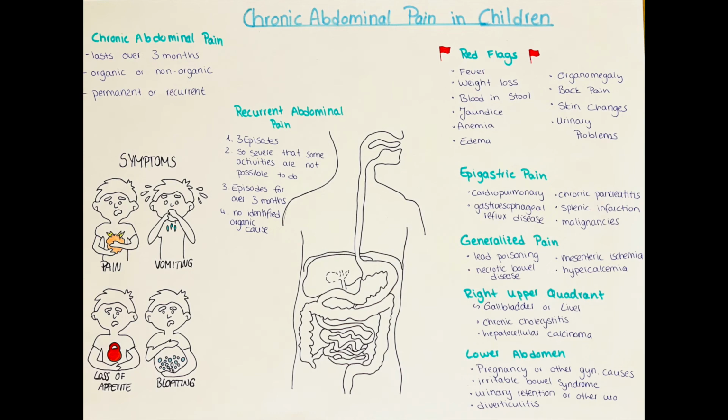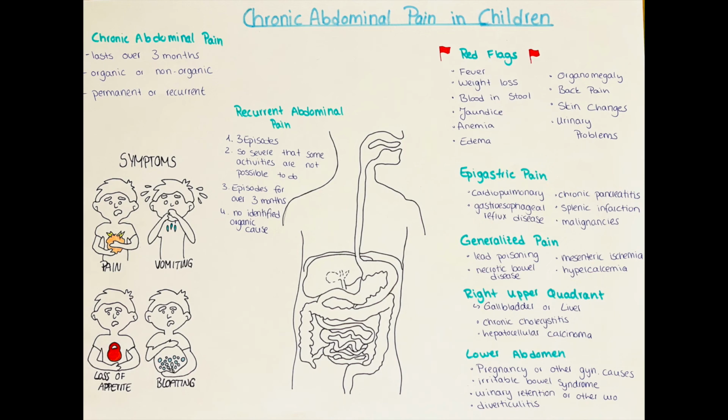Let's start with generalized, poorly localized pain. This can be caused by lead poisoning, necrotic bowel disease, mesenteric ischemia, hypercalcemia, and porphyria. Epigastric pain, so pain in the area of the stomach, can be due to cardiopulmonary diseases, gastroesophageal reflux disease, chronic pancreatitis, splenic infarction or splenic vein infarction, lymphoma, or gastric or esophageal malignancies.